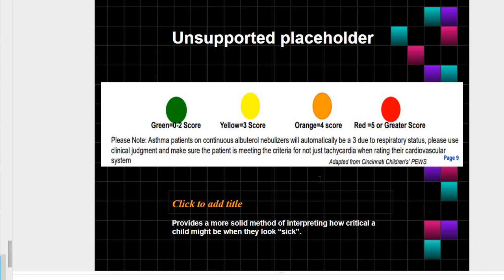So this is a helpful score to help you determine just how critical a kid may be. So it's helpful to kind of keep this in mind, and it'll help guide your decision-making process.